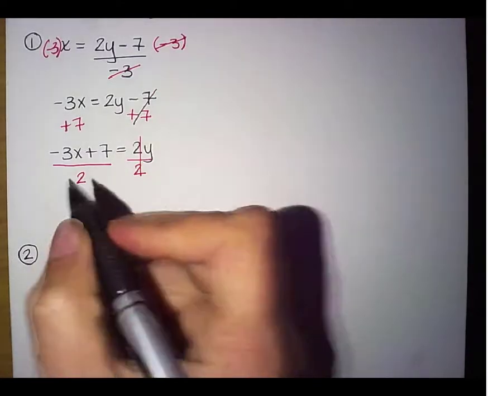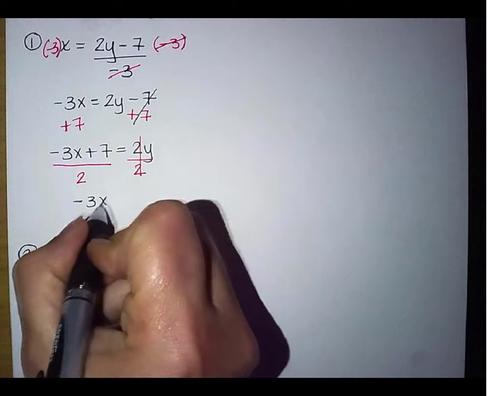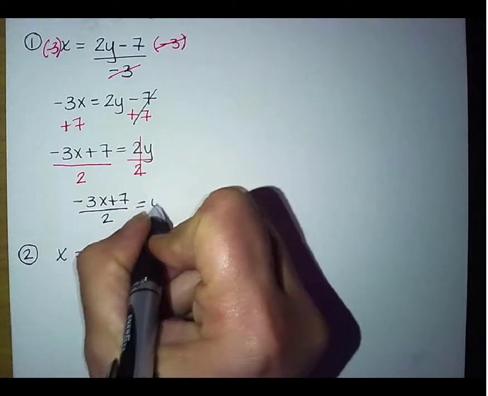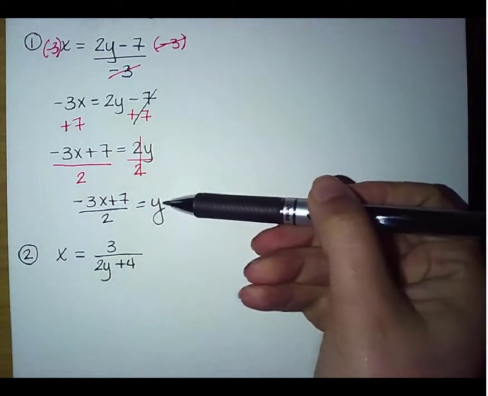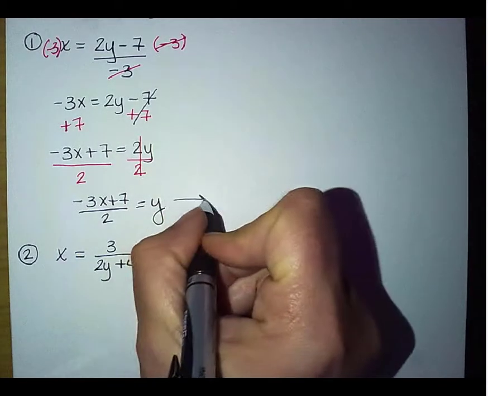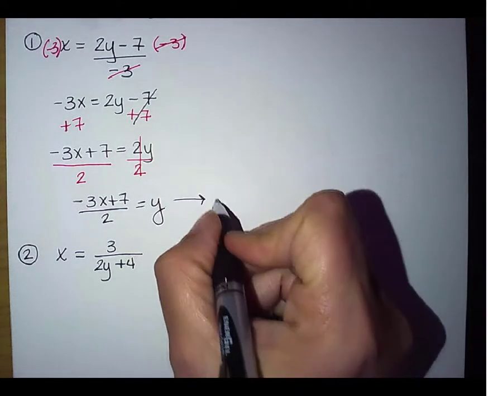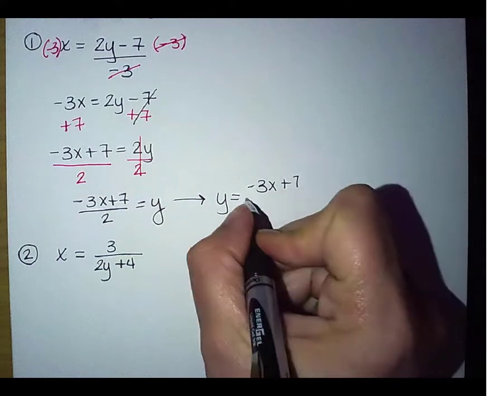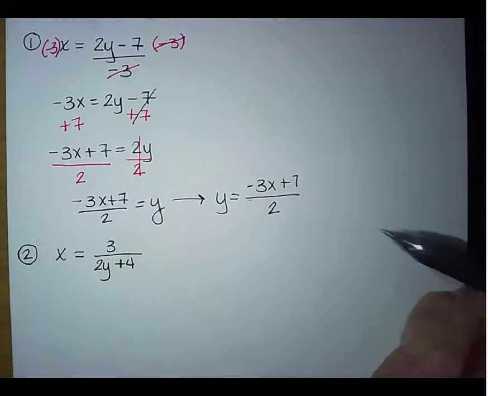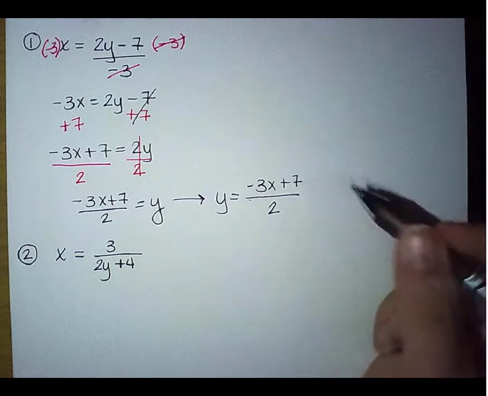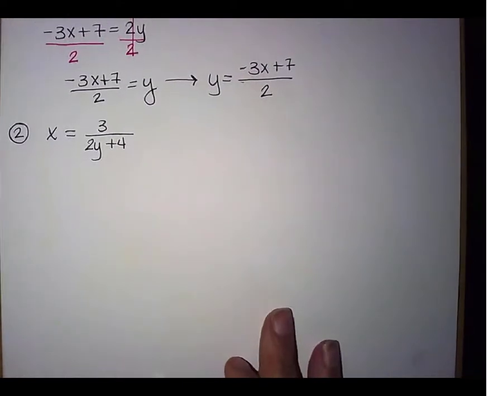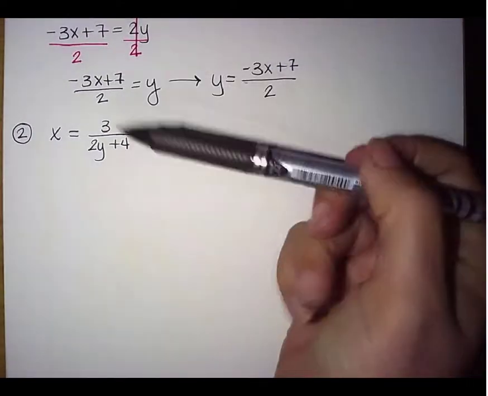And we are going to get -3x plus 7 divided by 2 equal to y. And if you don't like the fact that your y is on the left hand side, you can go ahead and rewrite this, basically just flipping them around and saying y equals -3x plus 7 all divided by 2. And we really can't do anything to reduce this down because 3, 2, and 7 do not have anything in common.